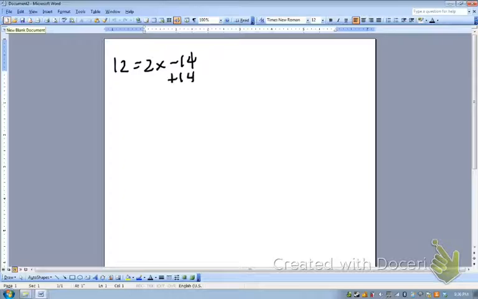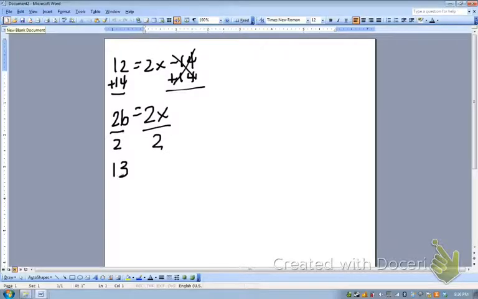So I'm going to add 14 to both sides, because remember, if I give your brother $14 in Christmas presents, I better give them to you too. So you have 26 and your brother is 2x. Now I want to get your brother to an x, so I'm going to divide him by 2. So I better divide you by 2, whether you like it or not, right? And x is equal to 13.